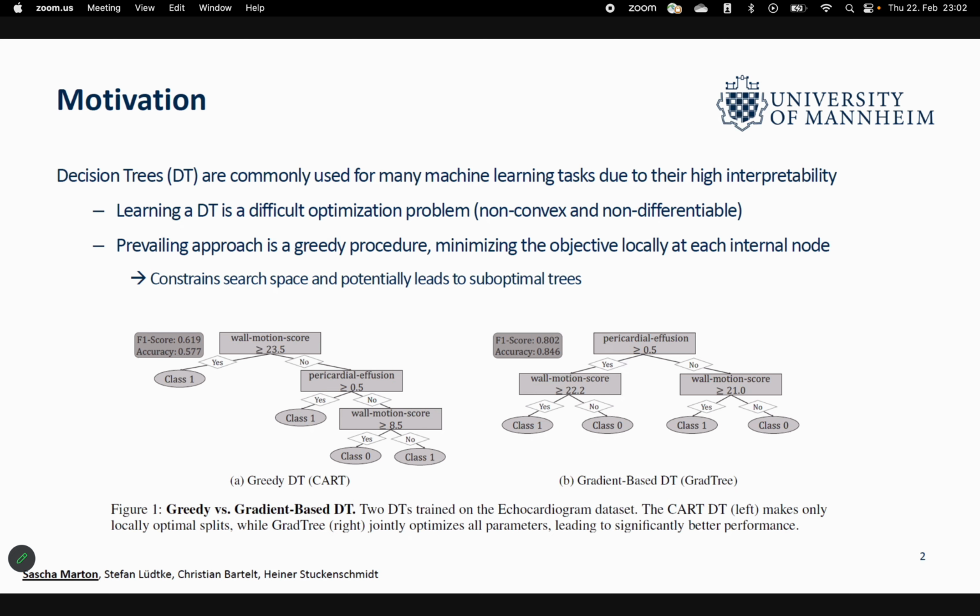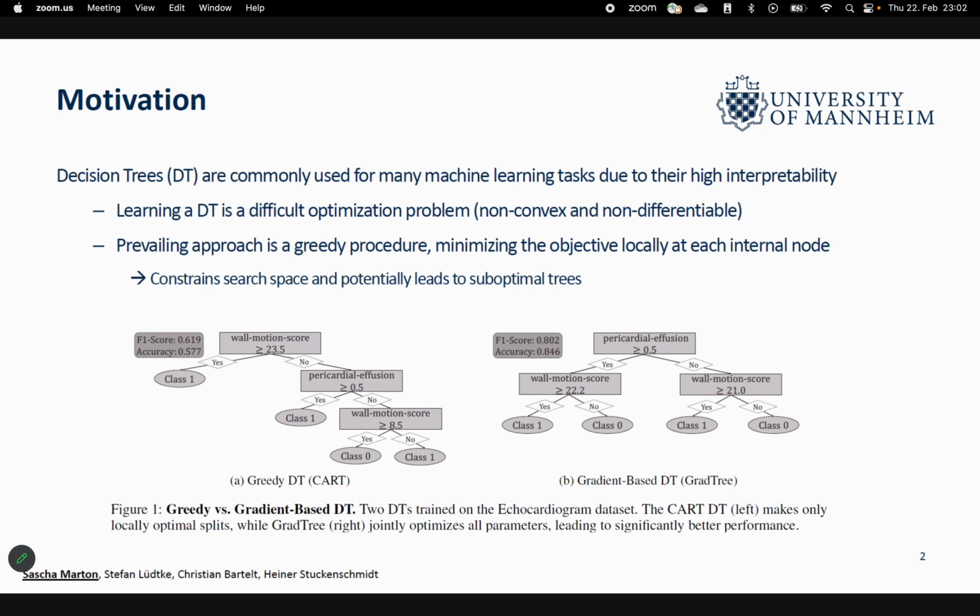However, there is one big problem with these greedy algorithms: they constrain the search space, and this potentially leads to suboptimal trees, which is also well known in decision tree literature. Here you can see an example of two decision trees that were trained on the echocardiogram dataset. The decision tree on the left is learned with the greedy procedure using CART, and the decision tree on the right is learned with our gradient-based method.